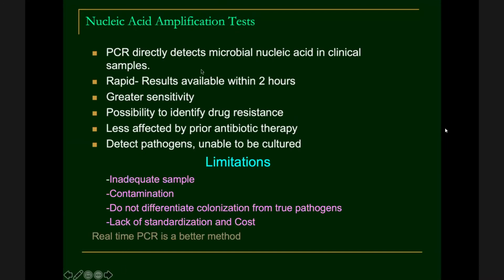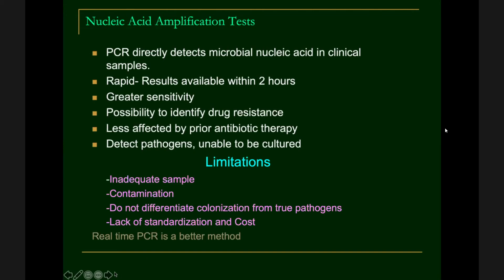And now the PCR. For any viral infection, you can go for the PCR. Also in COVID pneumonias and influenza A and B, you can go for the PCR and nucleic acid amplification test. It has a greater sensitivity, the possibility to identify drug resistance also, and is less affected by prior antibiotic therapy. So these are the things that you are going to do.